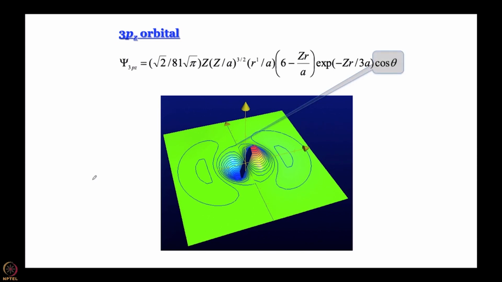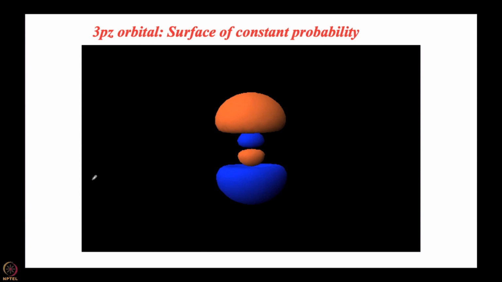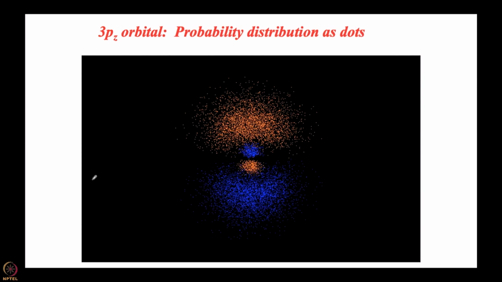So, here cos theta is a node. So, this is the surface of constant probability for the 3pz orbital, one way of showing it. Please do not forget the signs when you do that, and as usual this is another way of showing it using distribution as dots. Right, that is what we wanted to say about p orbitals. In the next module we will talk about d orbitals.